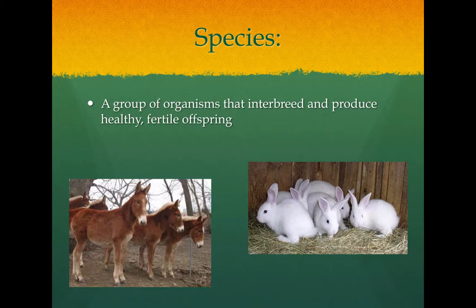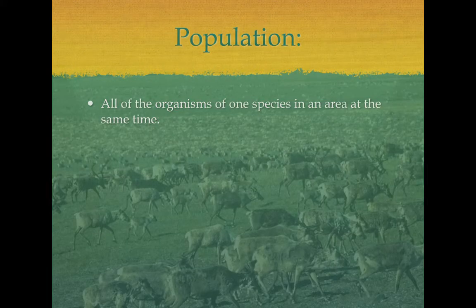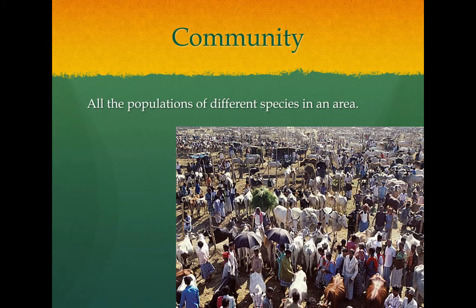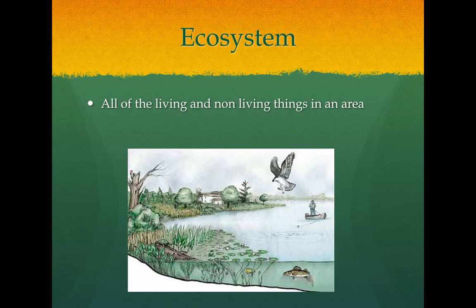A species is a group of organisms that interbreed and produce healthy, fertile offspring. A population is all of the members of one species in an area. A community is all the populations of different species in an area. An ecosystem is all the living and non-living things in an area.